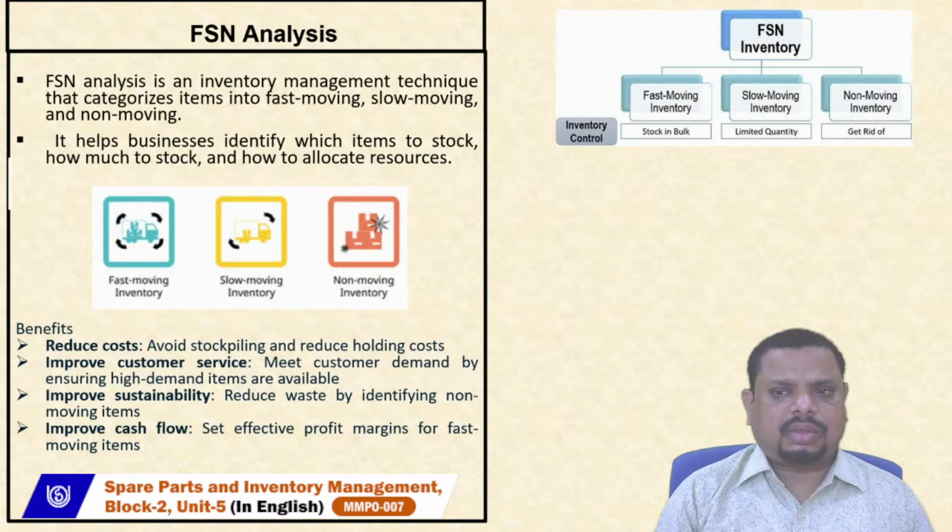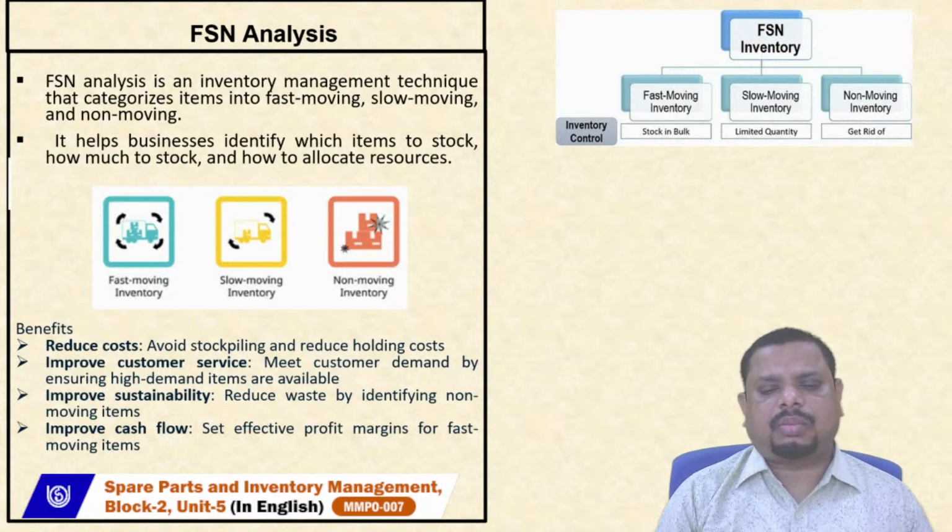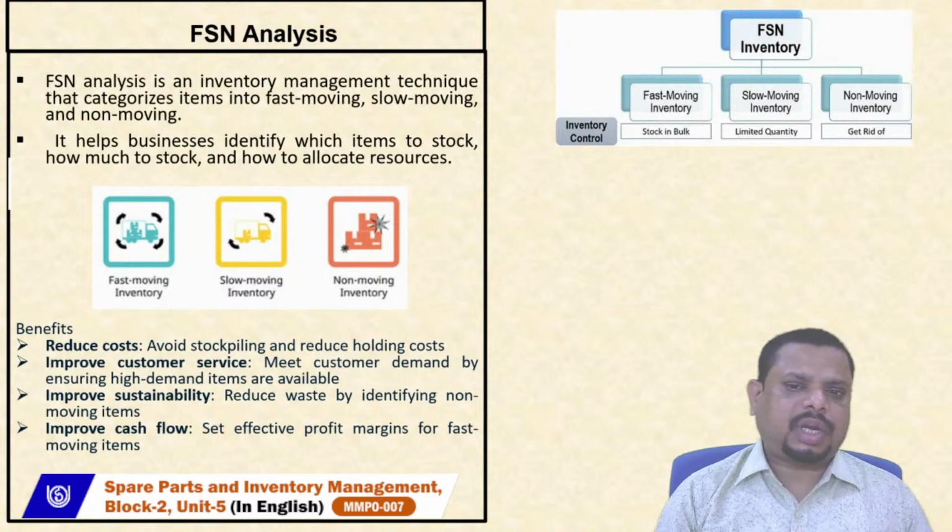If you observe the block diagram, for fast moving inventories, inventory control is applied, that is, stock them. In case of slow moving inventories, we keep limited quantities, and for non-moving inventories, it means get rid of them. So these are the different policies applied by organizations to control inventory levels.